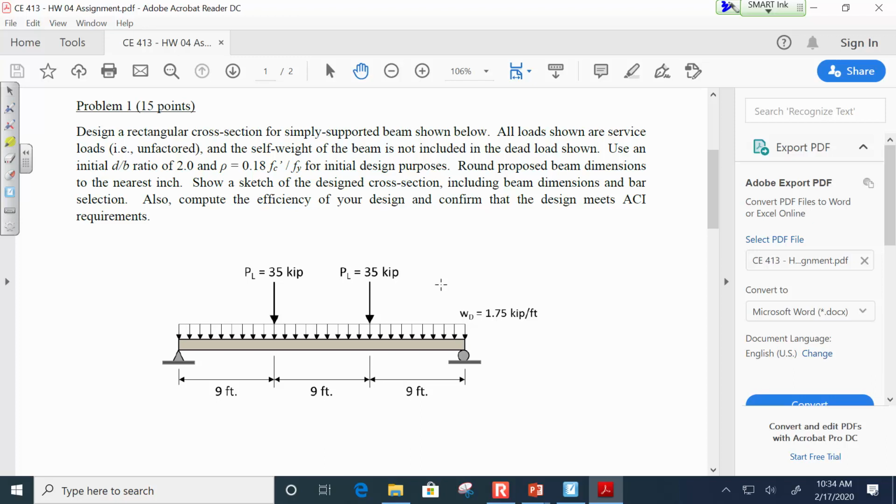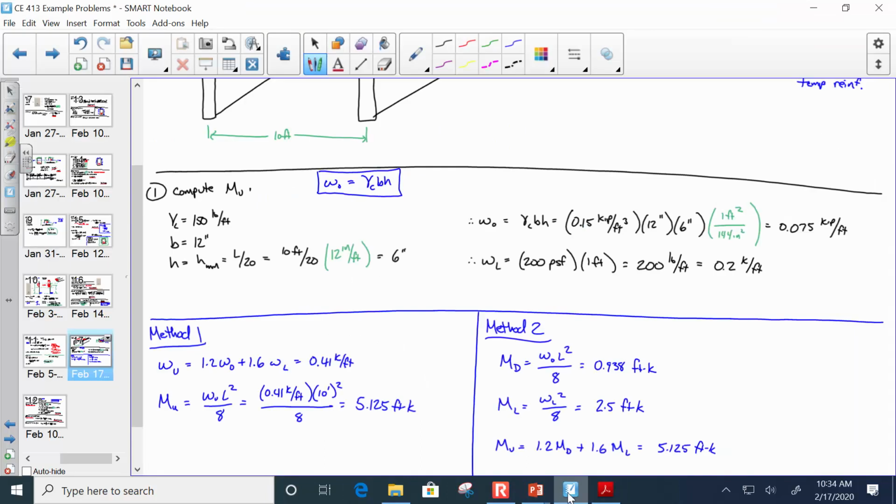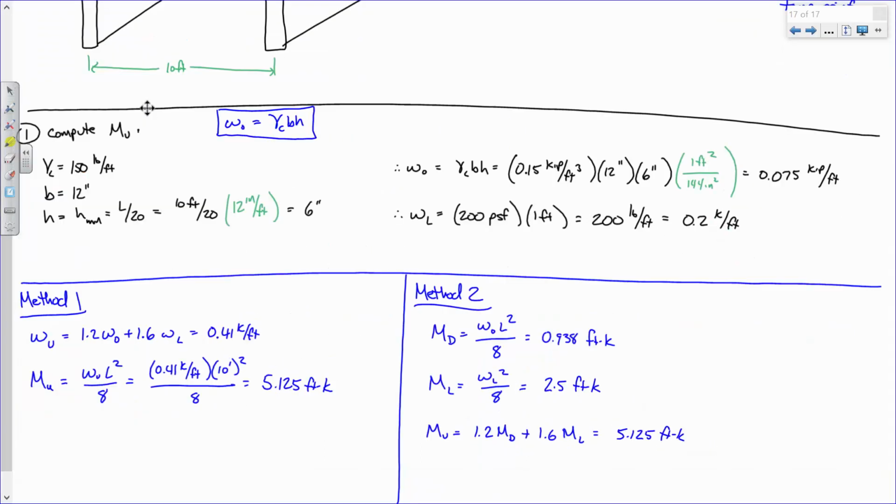All right. I went off on my tangent enough. So regardless, step 1, we have MU is 5.125 foot kips, right? So I can put that down here. I'll just write that down so we have it. Step 1.